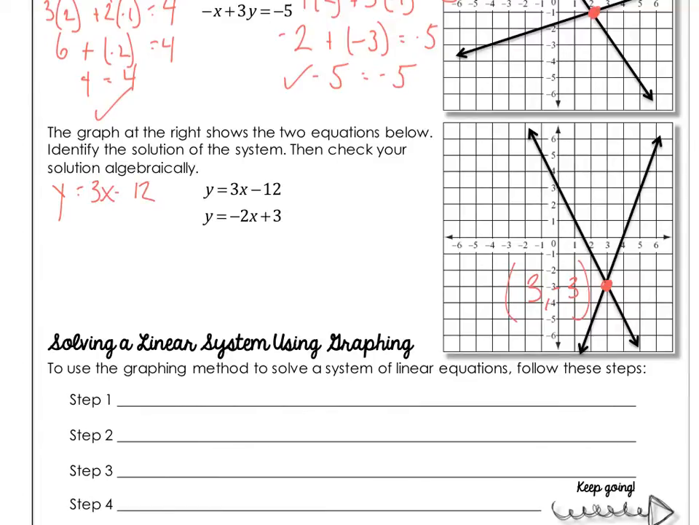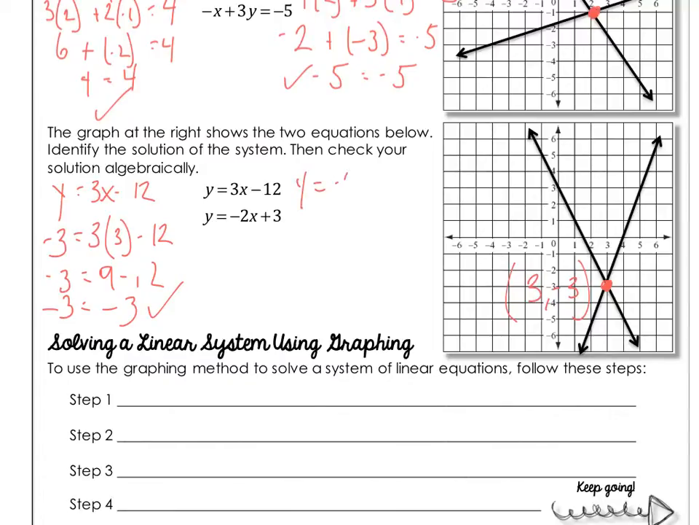All right, so y equals 3x minus 12. So in this case, y is -3 and x is 3. So 3 times 3 is 9. Minus 12. Yeah, 9 minus 12 is -3. So, yep, this one works. Let's check out the next one.